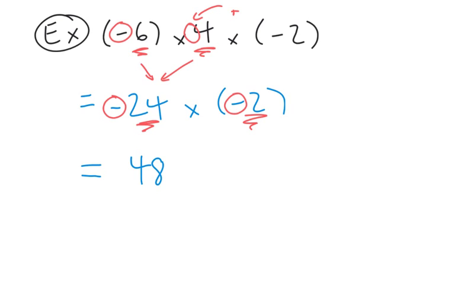When you multiply or divide a negative number by a negative number, the answer actually is going to be positive. However, we don't write in that positive sign as it's redundant, and it's understood that that number is positive. So 48 is our final answer.